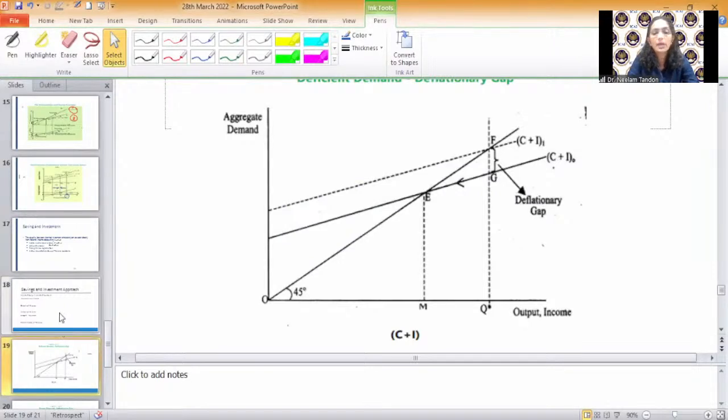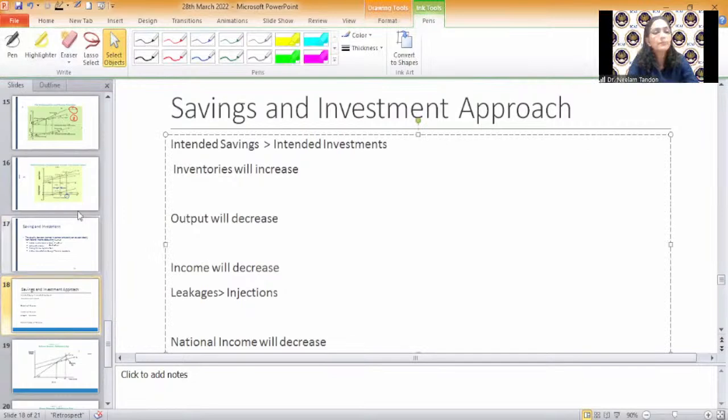This I'll share after the break about inflationary and deflationary gaps. So if intended savings are greater than intended investments, I've already shared what will happen. Inventories will increase. Why will inventories increase? Because consumption will reduce. If consumption reduces, inventories will pile up, and output in that case will decrease. Output reduces means income will decrease. Income reduces means it will lead to a decrease in the national income.